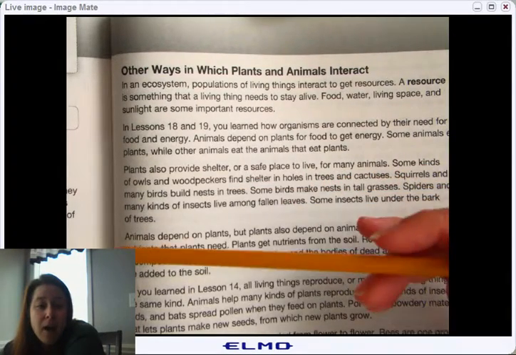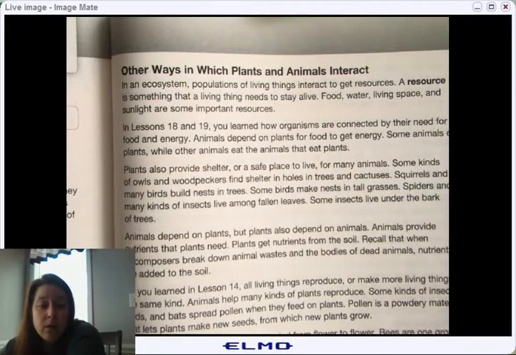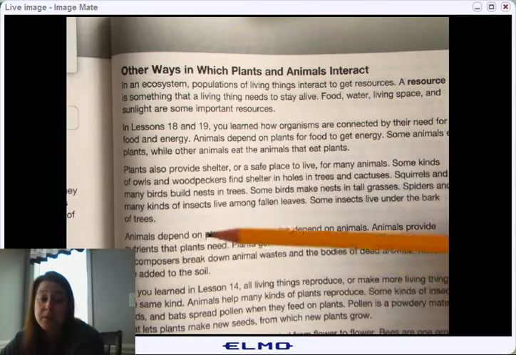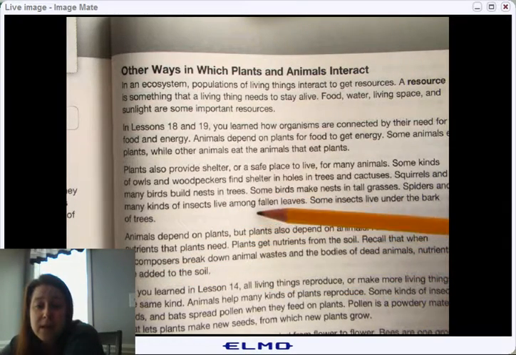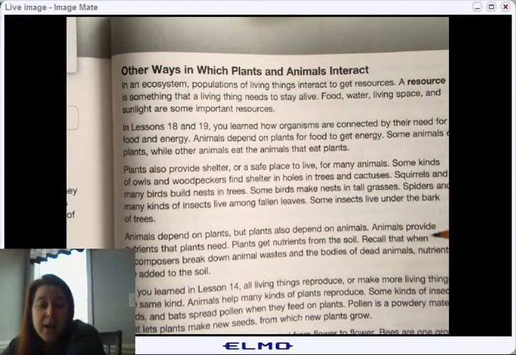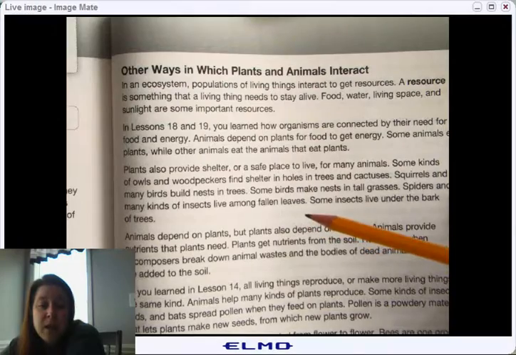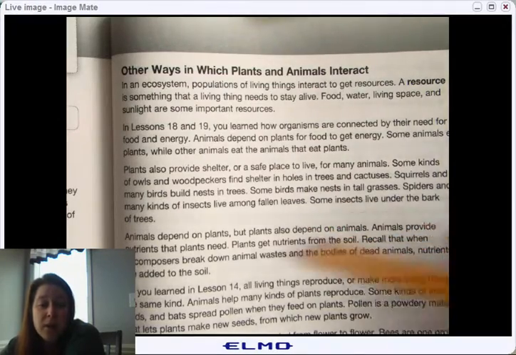Some kinds of owls and woodpeckers find their shelters in holes in trees and cactuses. Squirrels and many birds build nests in trees. Some birds make nests in tall grasses. Spiders and many kinds of insects live among fallen leaves. Some insects live under the bark of trees.